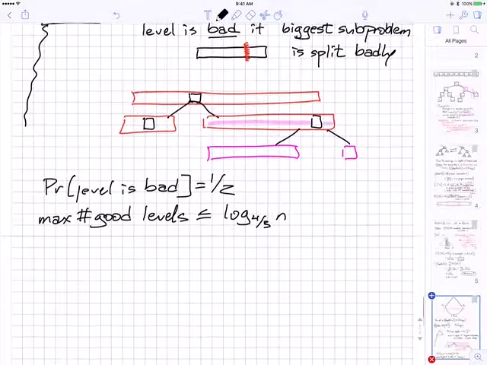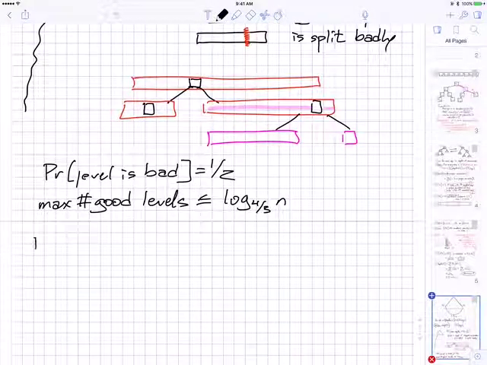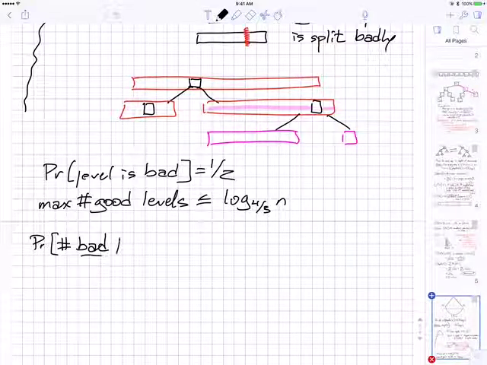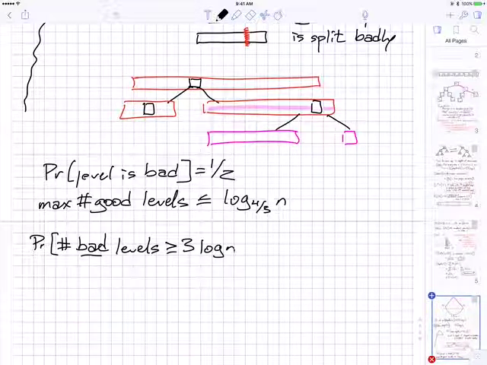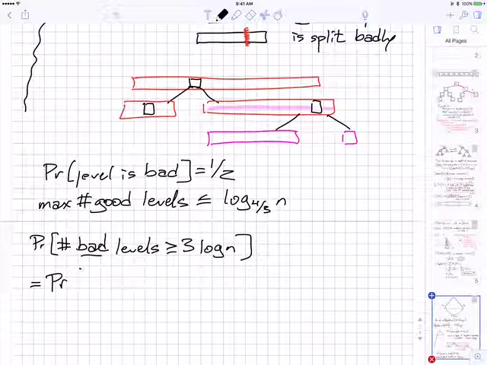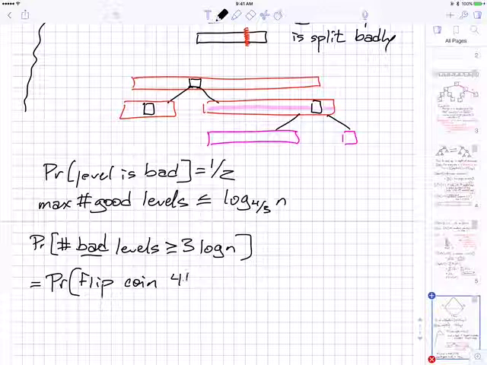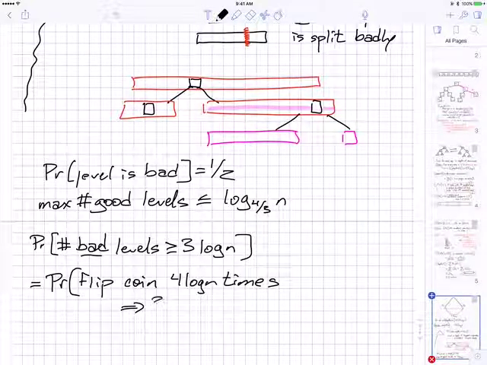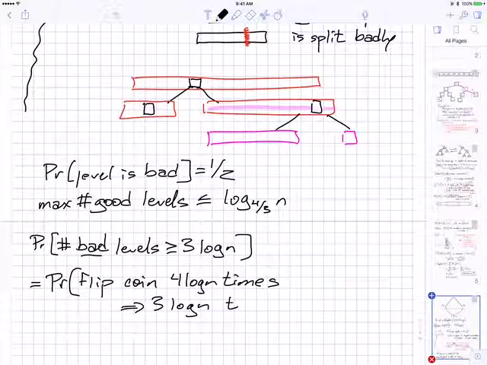Okay? So what I'm really now interested in is what's the probability that the number of bad levels is, say, bigger than 3 log n? Okay? And morally, this is equivalent to saying, if I flip a coin, say, 4 log n times, what's the probability that I get 3 log n tails?